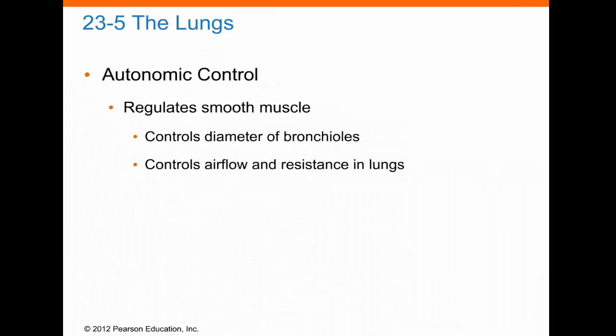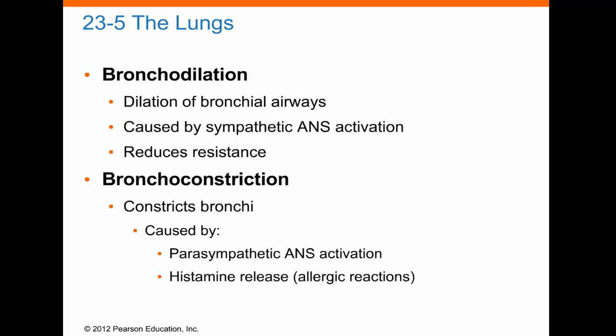They're under the control of the autonomic nervous system, which regulates smooth muscle, and it controls the diameter of the bronchioles and controls airflow and resistance in the lungs. So bronchodilation, where you get dilation of the bronchioles, is caused by the sympathetic autonomic nervous system. So if we think about the autonomic nervous system, there are two parts to it. One is the sympathetic part of it, and the other is the parasympathetic.